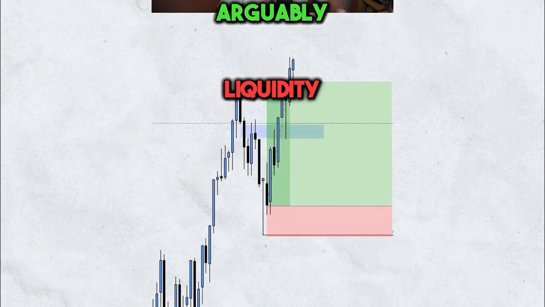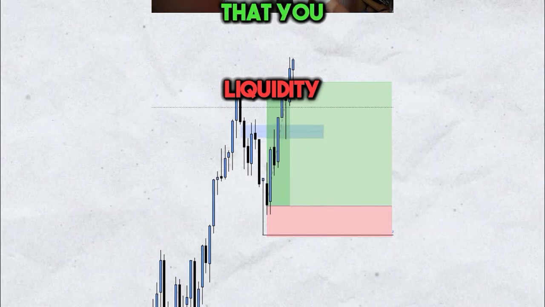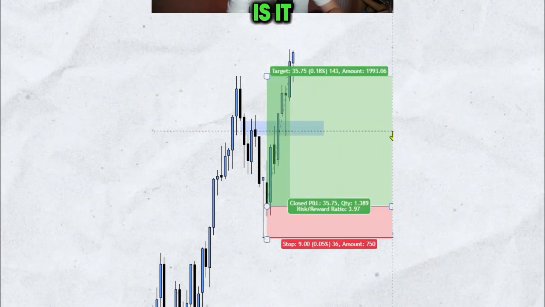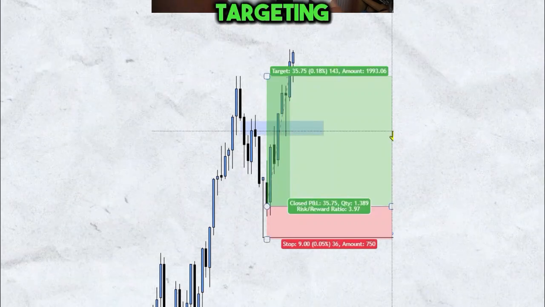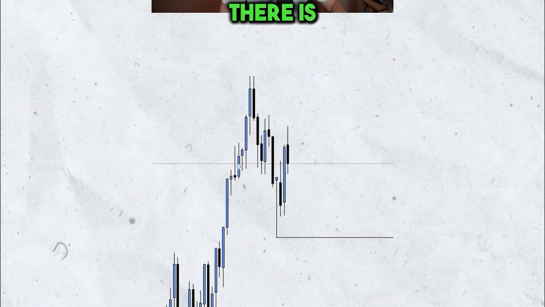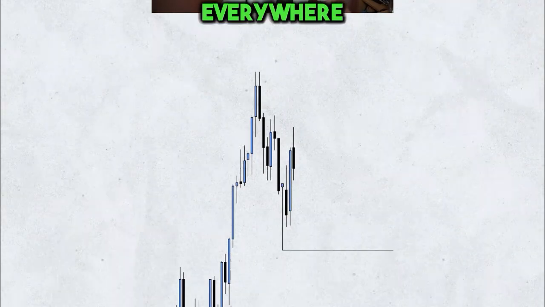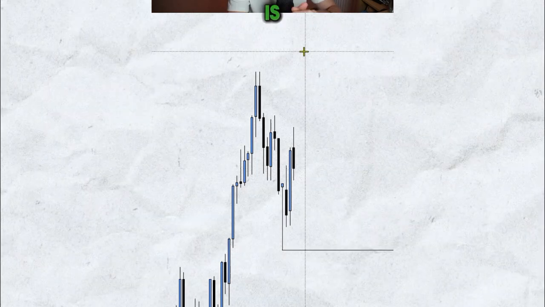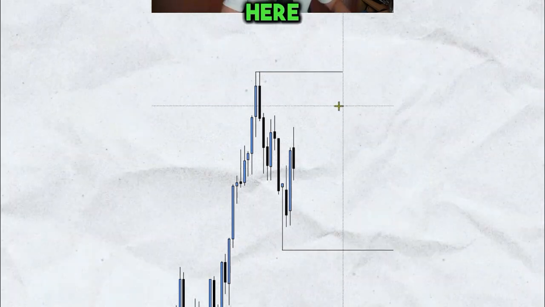Liquidity is arguably one of the most important things that you need to master when it comes to day trading, and the reason for that is it is what price action is targeting when it is moving. Now, there is liquidity absolutely everywhere in the market, but finding the strong draws on liquidity is what is important. For example, right here, what do you see?